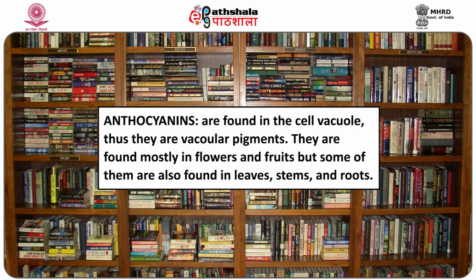Anthocyanins are found in the cell vacuole. Thus, they are also termed vacuolar pigments. They are found mostly in flowers and fruits, but some of them are also found in leaves, stems and roots, predominantly in the outer cell layers of these plants. They belong to a parent class of molecules called flavonoids.